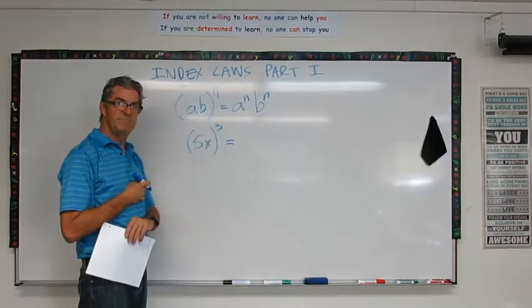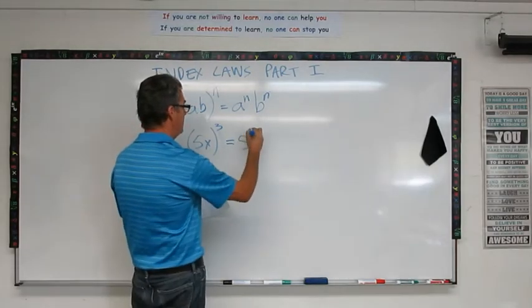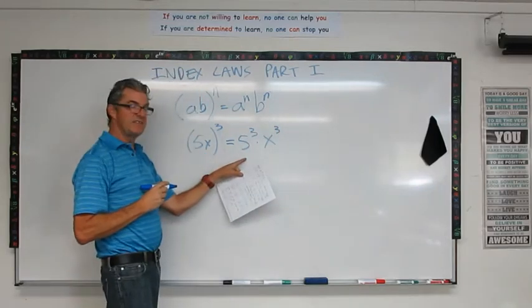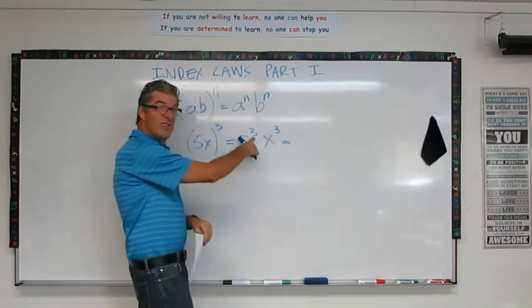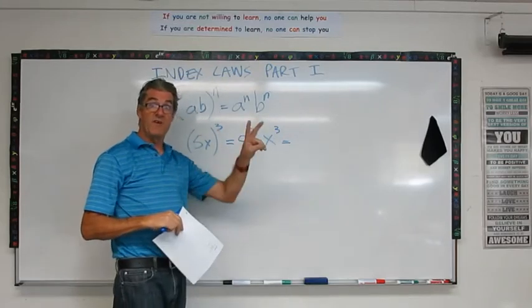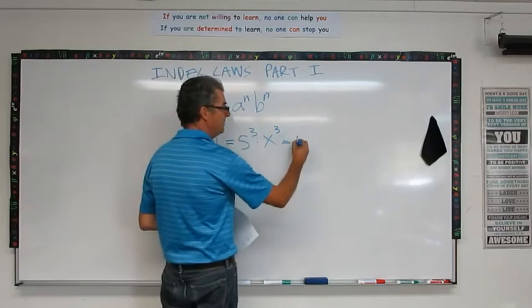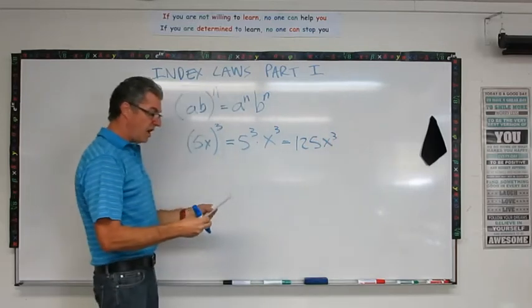Pause the video. Okay, let's see how you did. This would be 5 to the third times x to the third. And we could simplify this a little further. I haven't been doing it in the past, but let's do that this time. What's 5 to the third? 5 times 5 is 25. 5 times another 5 is 125. This becomes 125x to the third. Let me give you another one to try.